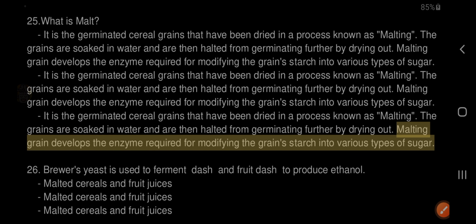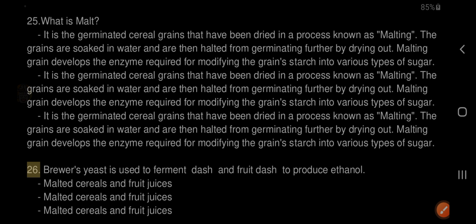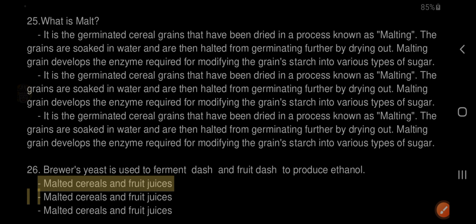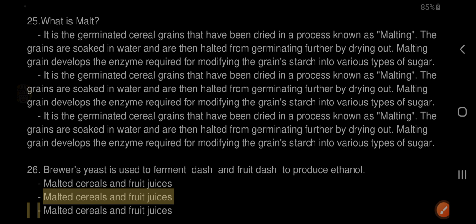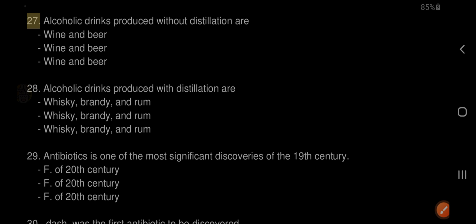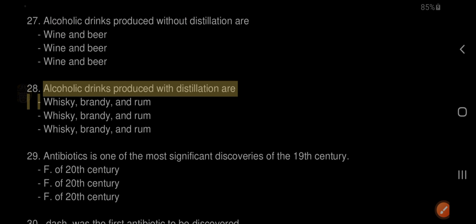26. Brewer's yeast is used to ferment malted cereals and fruit juices to produce ethanol. 27. Alcoholic drinks produced without distillation are wine and beer. 28. Alcoholic drinks produced with distillation are whiskey, brandy, and rum.